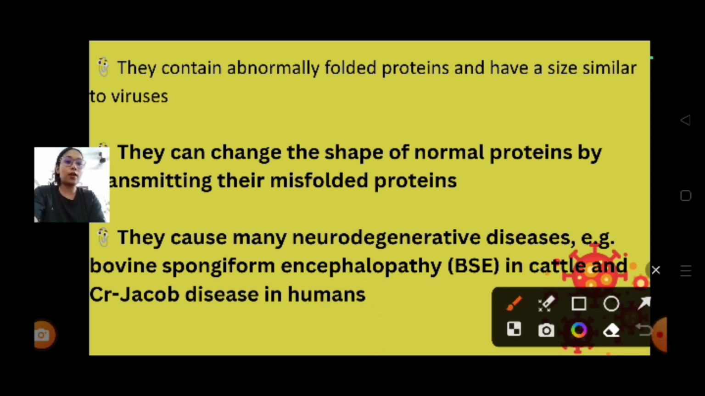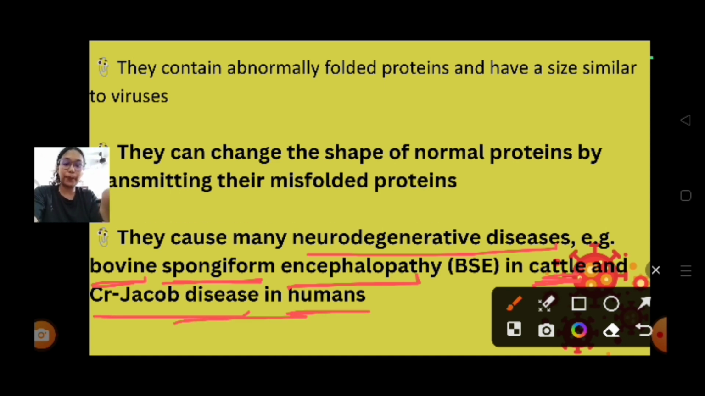They cause neurodegenerative disease. Example, bovine spongiform encephalopathy in cattle. Bovine spongiform encephalopathy is a disease caused in cattle, and Creutzfeldt-Jakob disease in humans. These are brain diseases. So these are caused by prions. You have to know the names. Clear?